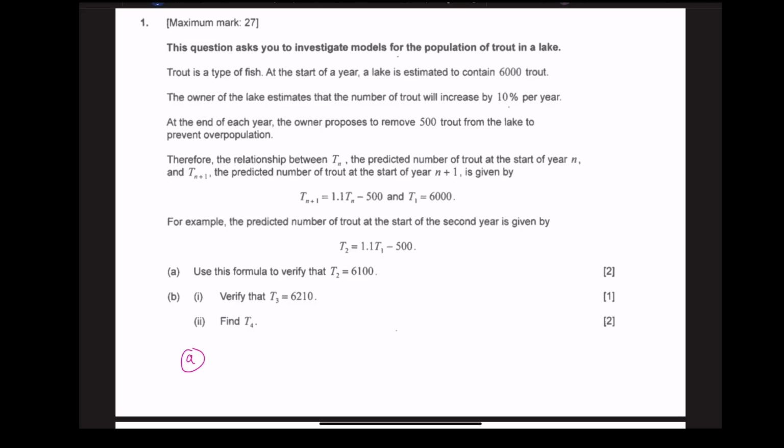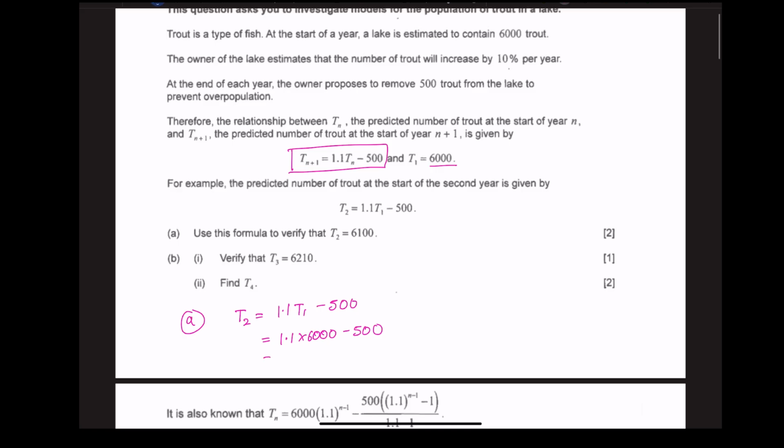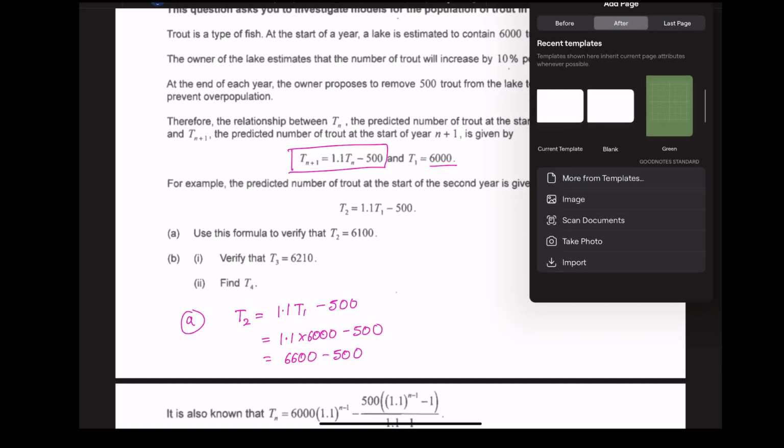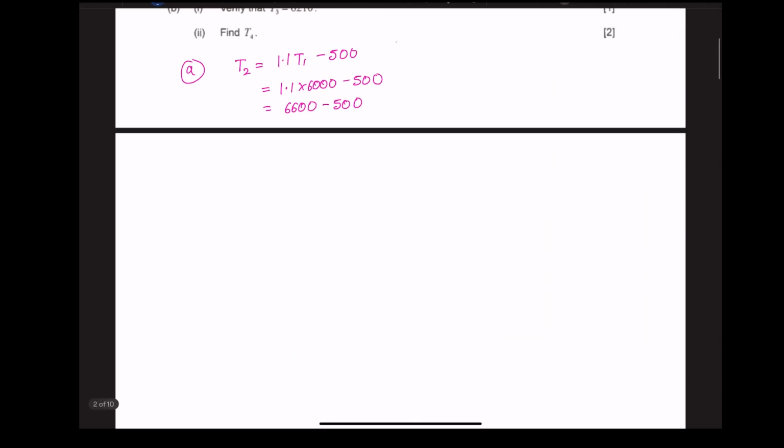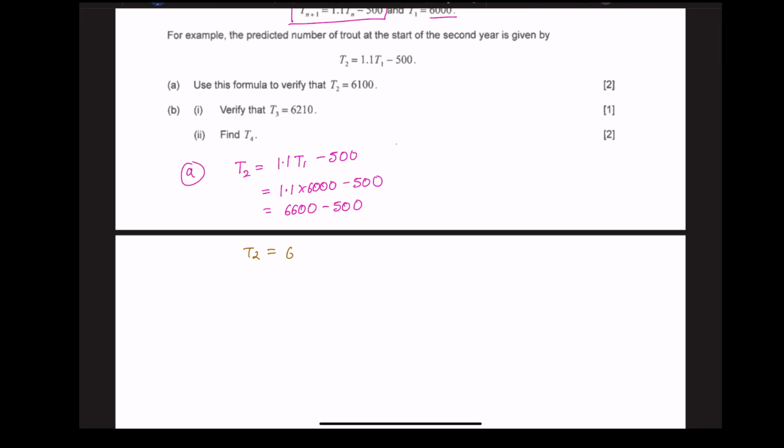So for the first one, we will use this formula. So we'll get T2 if I put n as 1, right? If you put n as 1, it will be 1.1 T1 minus 500. Now here I know T1 is 6,000, so I'll just place 6,000 in this equation. So 1.1 times 6,000, this is 6,600. 6,600 minus 500. So finally we'll get T2 as 6,100. This is exactly the value which we had to prove.